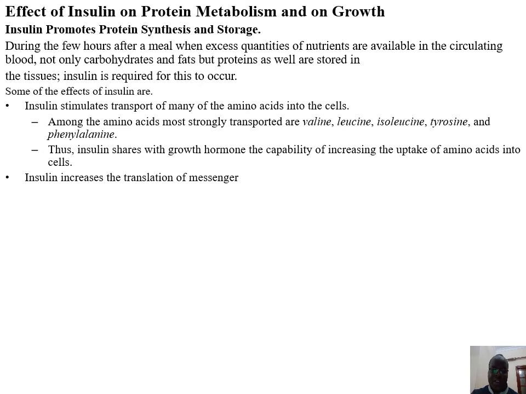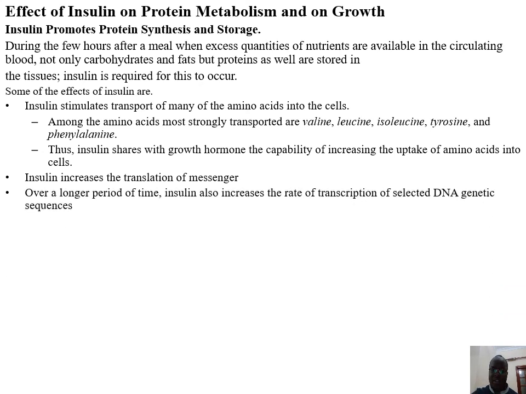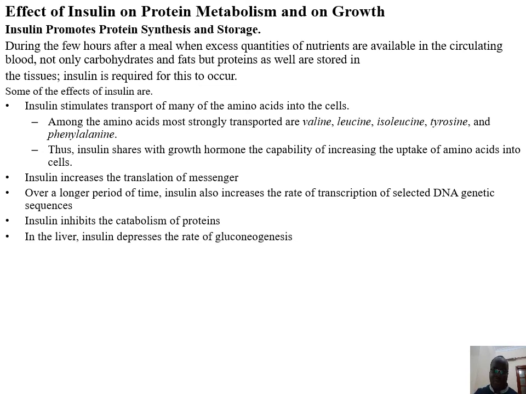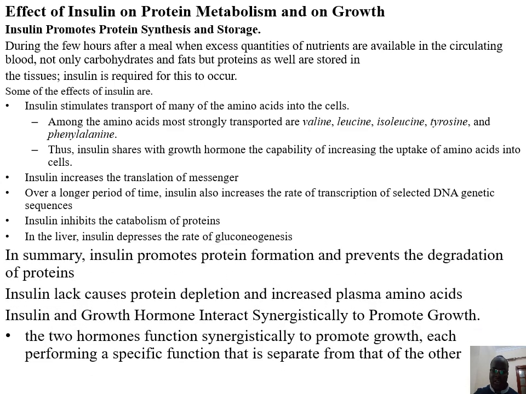Insulin increases the translation of messenger RNA and genetic information, of course. Over a long period of time, insulin also increases the rate of transcription of selected DNA genetic sequences. So it's going to increase that. Insulin inhibits the catabolism of proteins. Of course, it's going to inhibit the catabolism of the proteins. In the liver, insulin depresses the rate of gluconeogenesis.